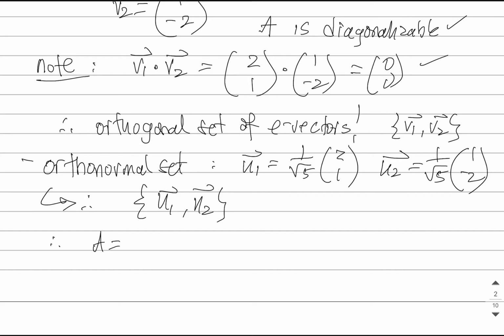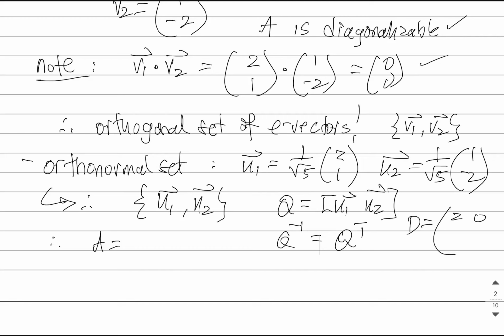So what we have now found is that if we let Q equal [U1, U2], a matrix with these two columns, its inverse is just going to be the transpose. So we have now found a diagonalization. We can take our two eigenvalues, put them in like this, and we have now found an orthogonal diagonalization of this matrix. So I'm just going to abbreviate it OD.